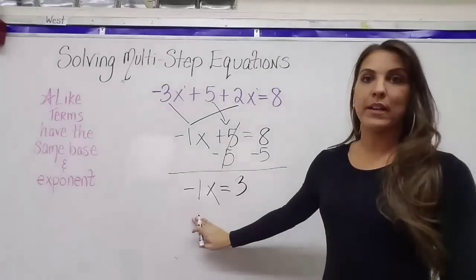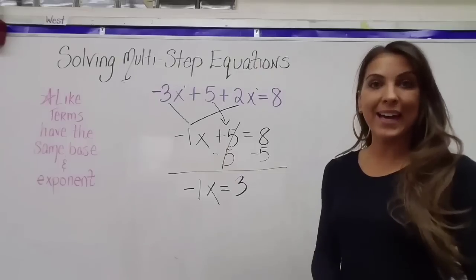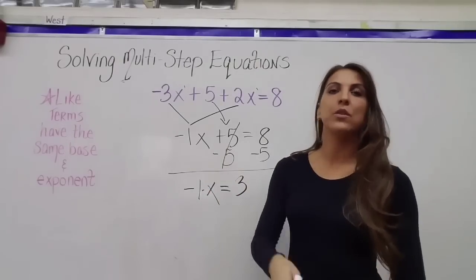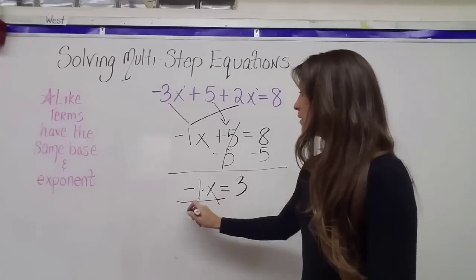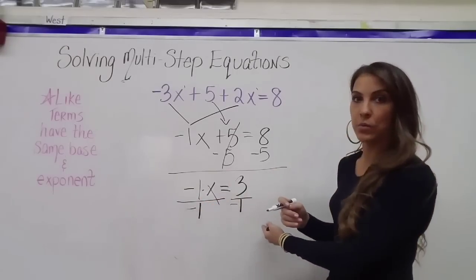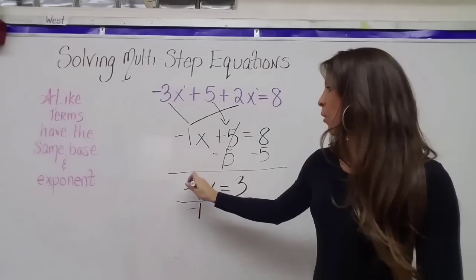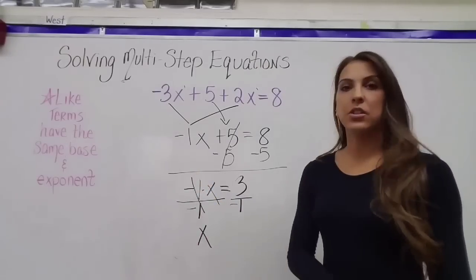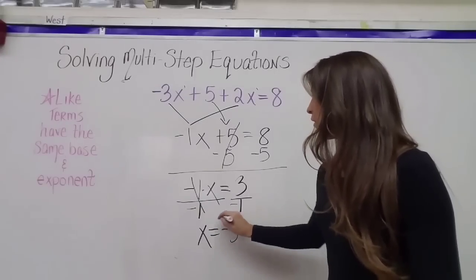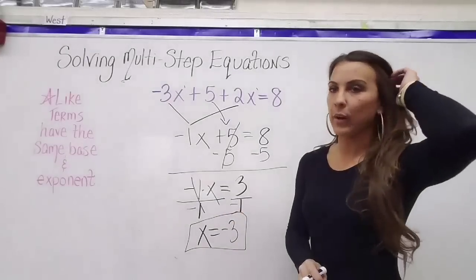I almost have the value of x, but not quite. I know what negative 1x is, but I want to know what the value of x is. So x is technically being multiplied by negative 1 here. So I'm going to do the inverse, which is divide by negative 1. And of course, as always, if I do it on the left, I have to do it on the right to balance my equation out. Negative 1 divided by negative 1 is 1, and 1 times x is just x. And 3 divided by negative 1 is negative 3. So my solution for this equation is x equals negative 3.